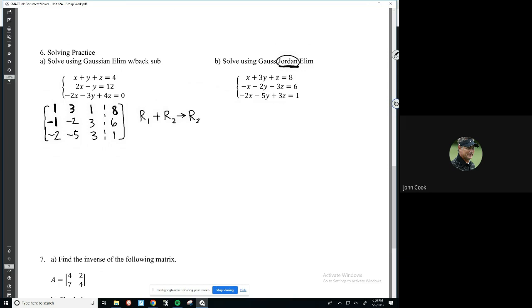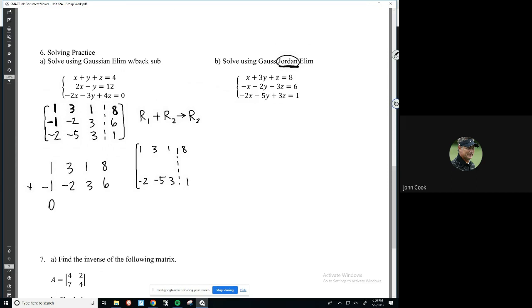All right, so I do my algebra off to the side. I've got 1 and 3 and 1 and 8. And then I've got negative 1 and negative 2 and 3 and 6. And I'm just going to add these two rows together. Let's see what we get. I'm still going to have the same first row, 1, 3, 1, 8. And I'm still going to have the third row because that's not going to change. Negative 2, negative 5, 3, and 1. But man, that second row is going to change up.